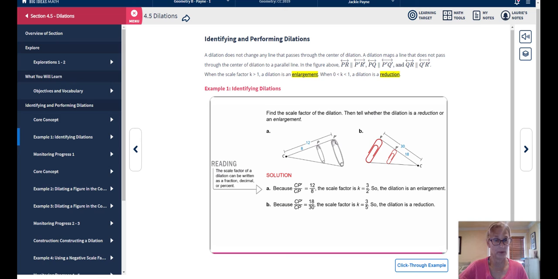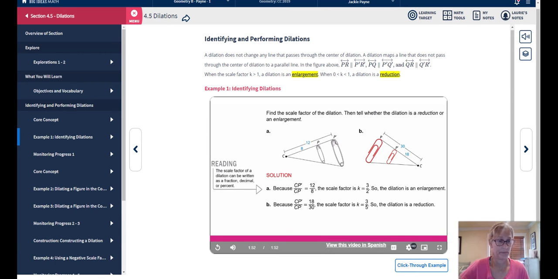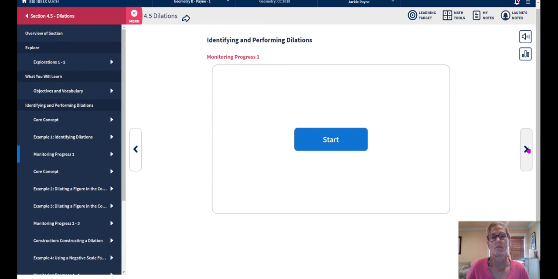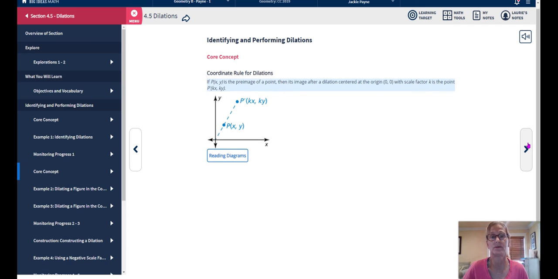So always remember, the pre-image is what you start with. The image is what you end up with. So you have to pay attention to whether it's a regular P or a P prime. Okay, here we go. We'll do these examples in class together with the class notes.